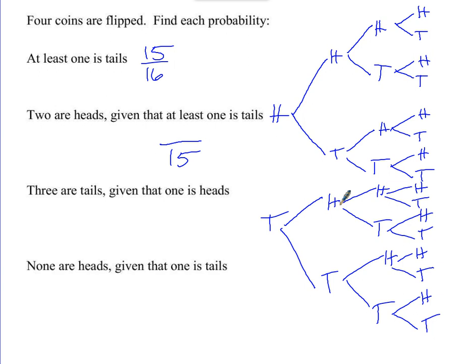Tails, heads. I can go heads, tails. That gives me another one. If I go tails, heads, I can go tails, heads. That gives me another one. If I go tails, tails right off the bat, what do I have to have? Heads, heads, which gives me one more, and that branch is dead. How many did I wind up with? 6 out of 15, which would reduce to 2/5.